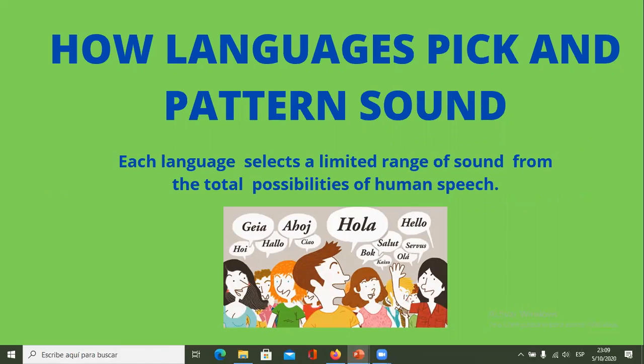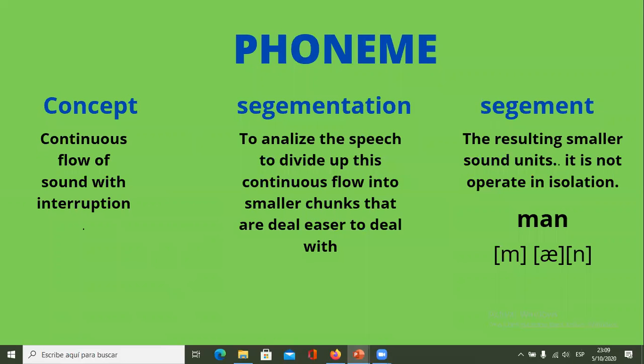How language picks its patterns is dependent on the language, because a language selects a limited range of sounds. Speech is a continuous flow of sound without interruption. Segmentation is used to analyze the speech, dividing this continuous flow into smaller chunks that are easier to deal with. The result is smaller sound units that are not operated in isolation, and those are segments.